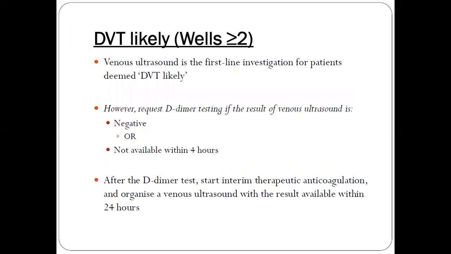If the DVT is likely, that is Wells score more than or equal to 2, venous ultrasound is the first line investigation for patients deemed DVT likely. However, request D-dimer testing if the result of venous ultrasound is negative or not available within 4 hours. After the D-dimer test, start interim therapeutic anticoagulation and organize a venous ultrasound with the results available within 24 hours.